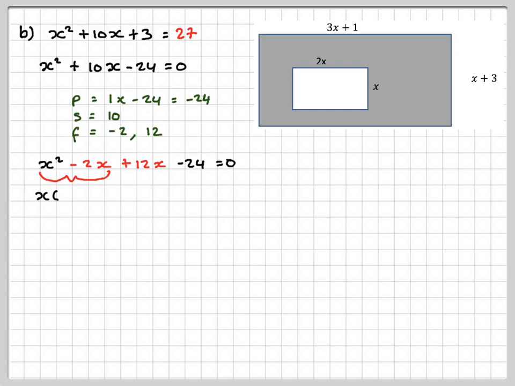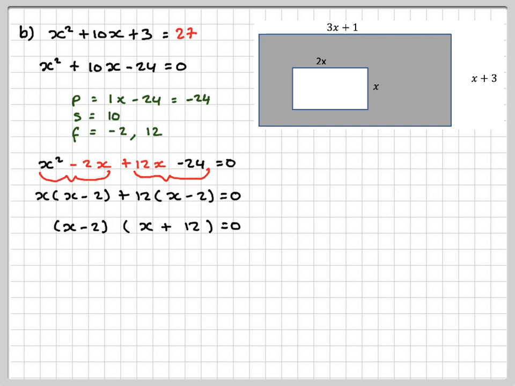Then we factorize by grouping. So common factor of x, we get x minus 2. Common factor here of 12, so take that out, and we're going to get x minus 2 is equal to 0. Now we have x minus 2 as a common factor, and we get left with x plus 12 is equal to 0. So either x minus 2 is equal to 0, which gives x is equal to 2, or x plus 12 is equal to 0, which gives x is equal to minus 12.